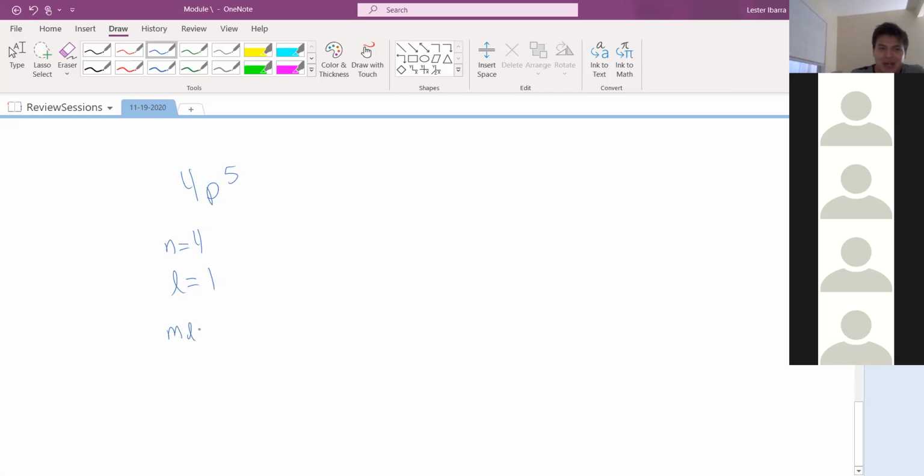Once you get to M sub L, what do you have to do at this point? You draw your orbital box diagram. So how many boxes would I draw in this case? 3, and the middle box will have a value of 0. How did you know it was 3 boxes? From the L, well, it's from the subshell. So if it's P, it would be 3 boxes.